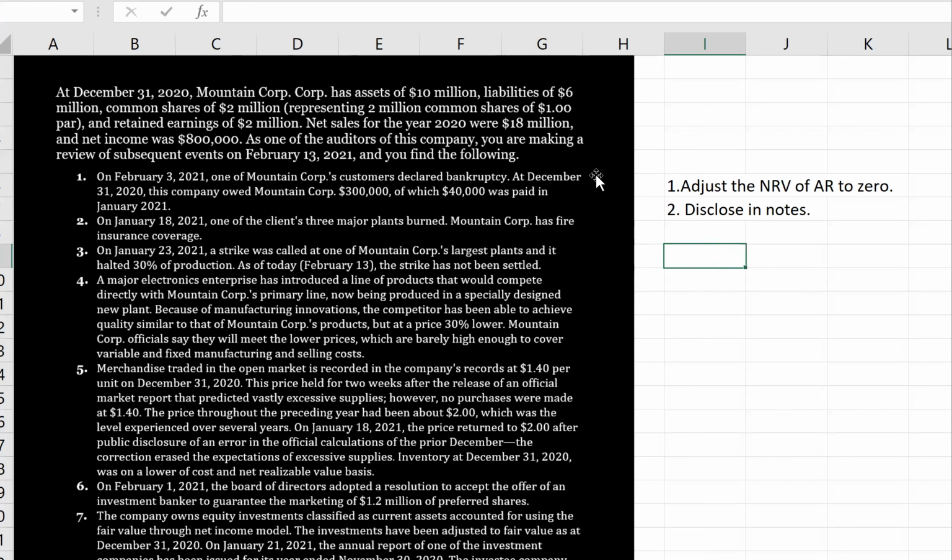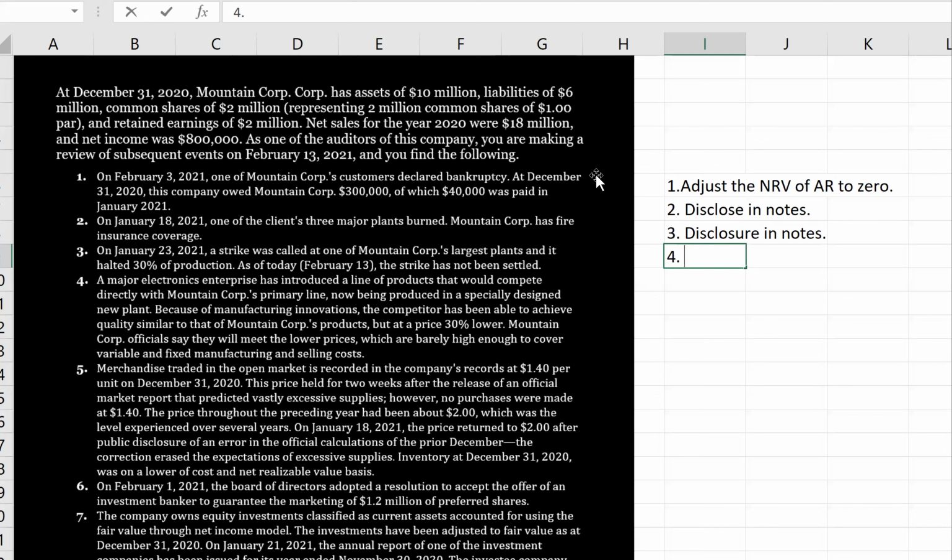Okay, number 3. On January 23rd, 2021, a strike was called at one of Mountain Corp's largest plants, and it halted 30% of production. As of today, the strike has not yet been settled. Strikes are considered general knowledge, and therefore specific disclosure is not required. However, disclosure is suggested, so let's just go with disclosure in the notes. No adjustment for that.